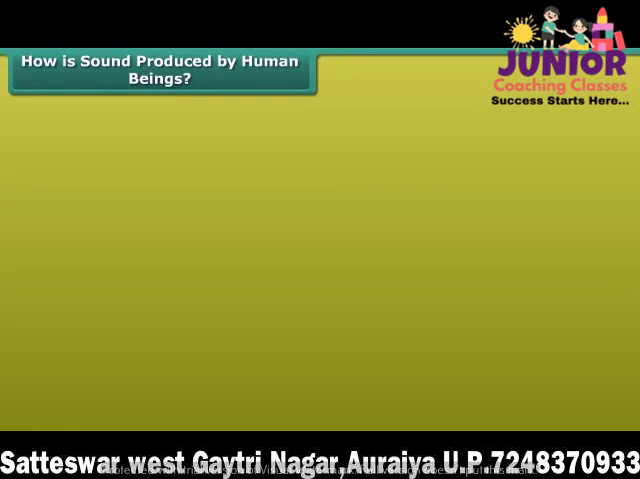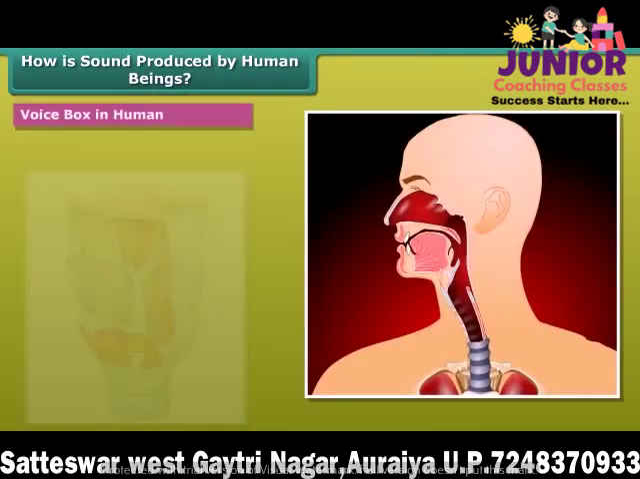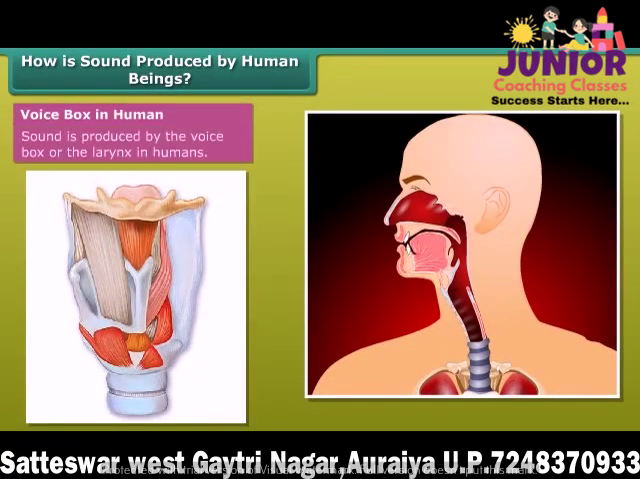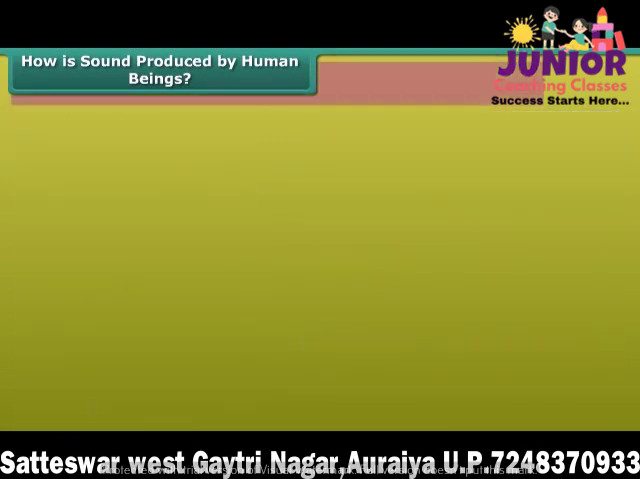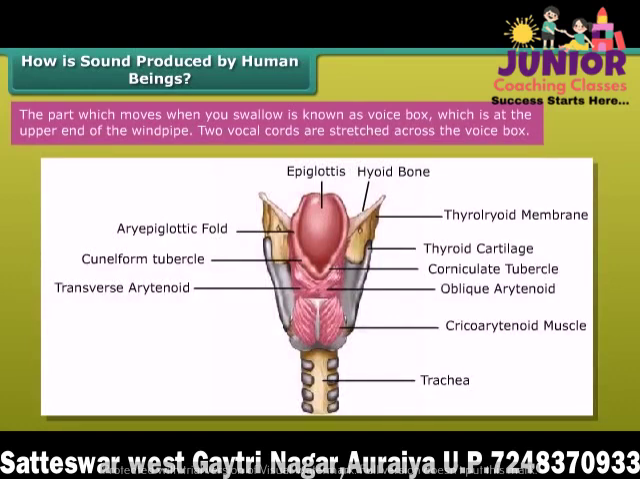How is sound produced by human beings? Voice box in human. Sound is produced by the voice box or the larynx in humans. The part which moves when you swallow is known as voice box, which is at the upper end of the windpipe. Two vocal cords are stretched across the voice box.